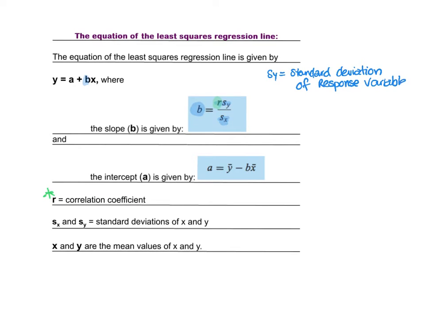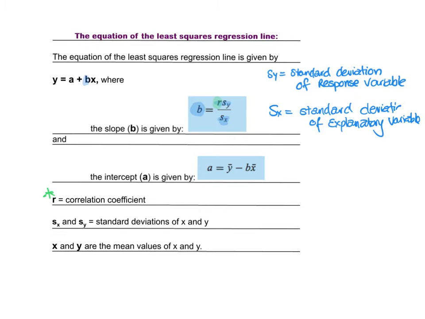And obviously, SX equals the standard deviation of which variable? What's X? EV, which stands for explanatory variable. Okay, because if they do a worded question, they're not going to say X and Y, they're going to use the variable names. All right, so there's the formula for that.